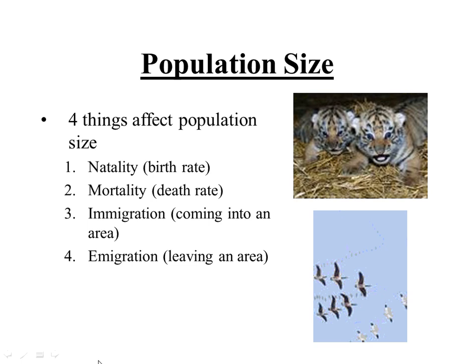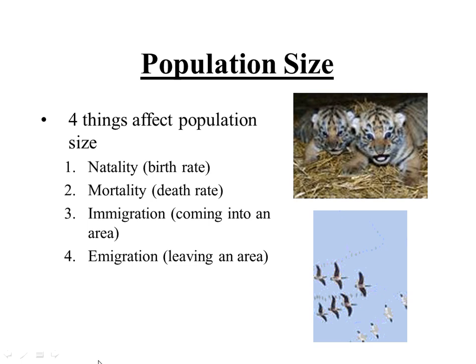So 4 things that affect population size: the birth rate, how quickly they're being born. If they're being born very quickly, the population can be high. Death rate, how quickly they are dying, all right? In the case of the human population, the birth rate exceeds the death rate, and therefore our human population on the earth is going up.